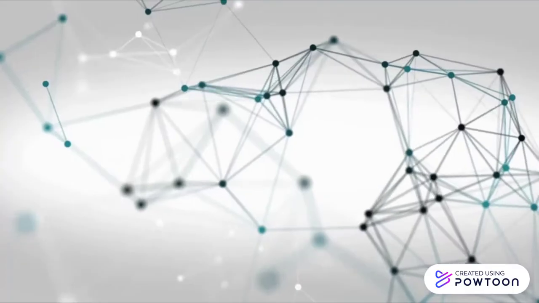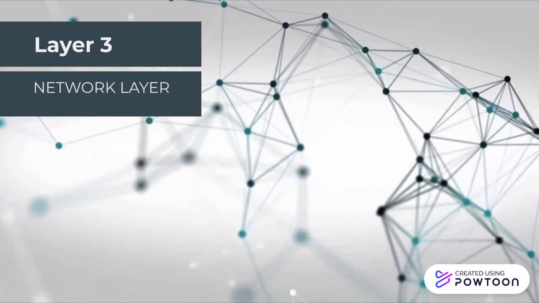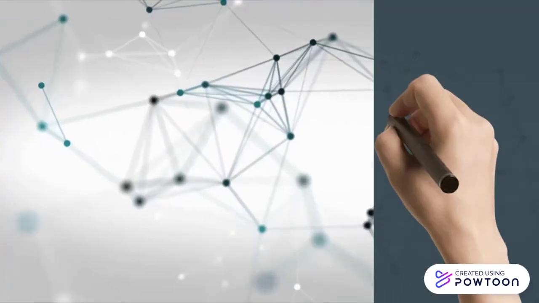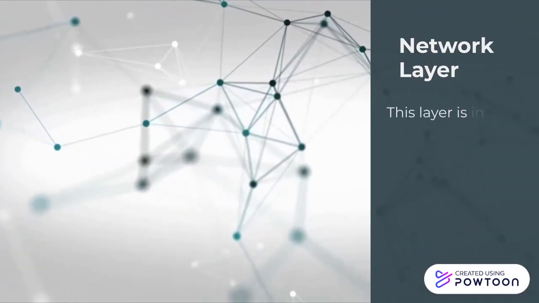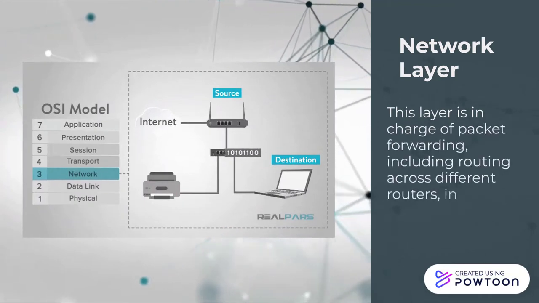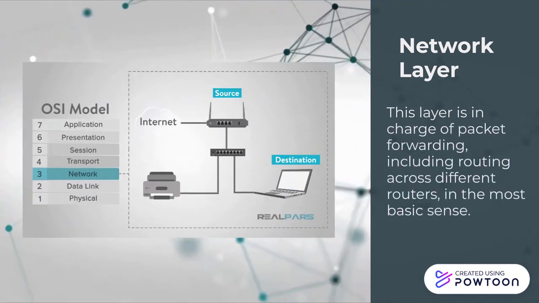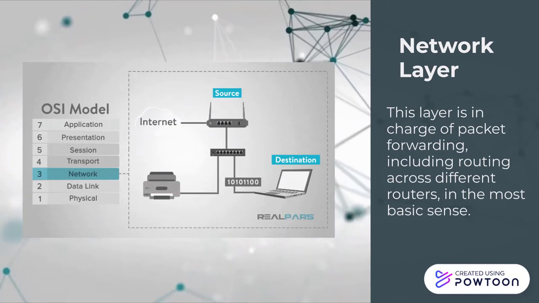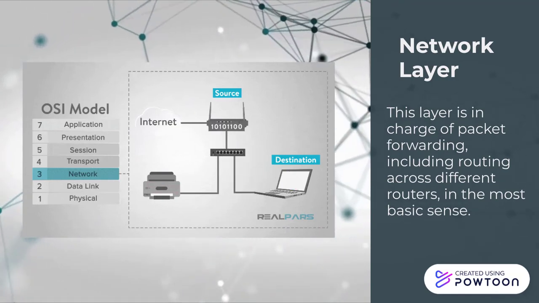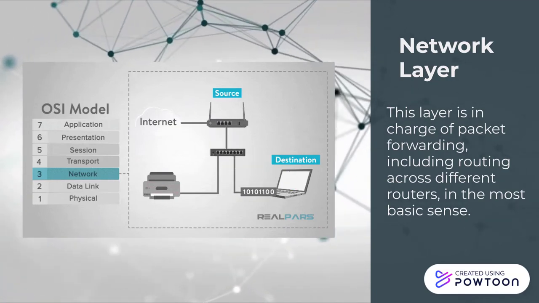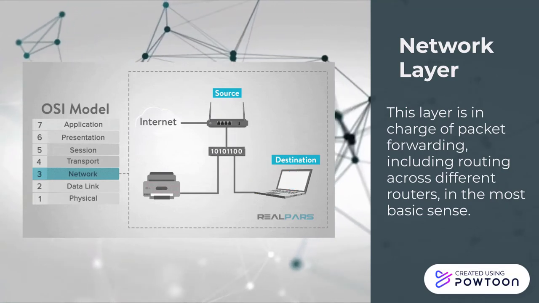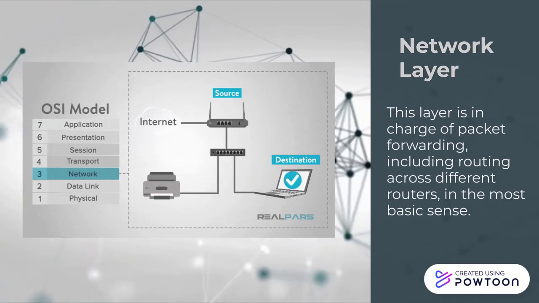Let's move on to Layer 3, or the network layer. Most of the router functionality that networking professionals care about and love can be found in the network layer. This layer is in charge of packet forwarding, including routing across different routers, in the most basic sense.